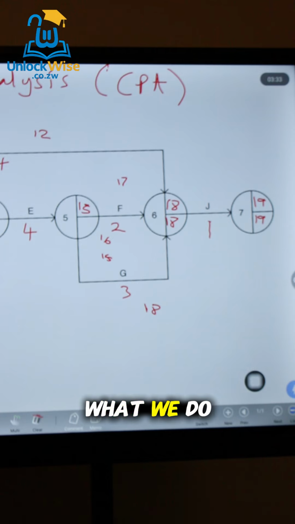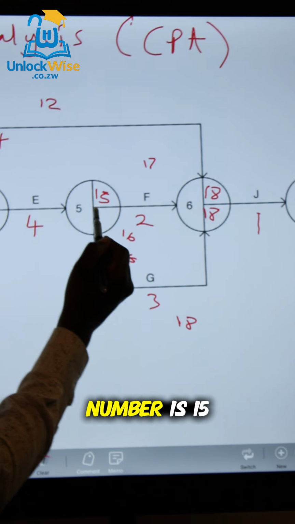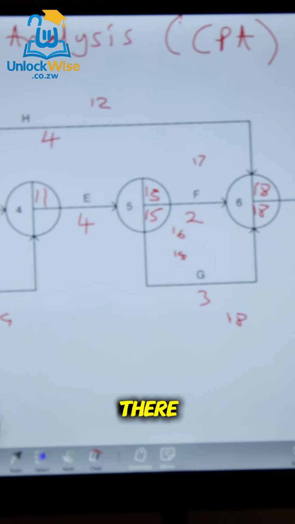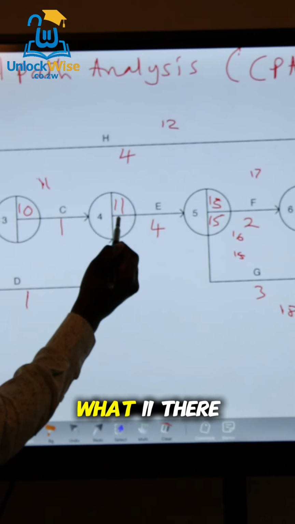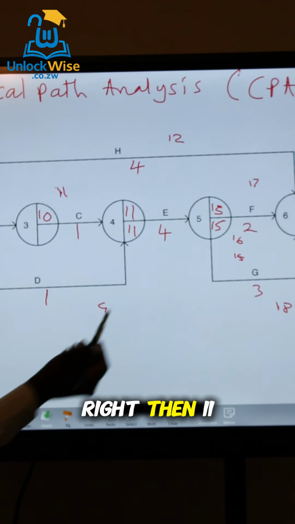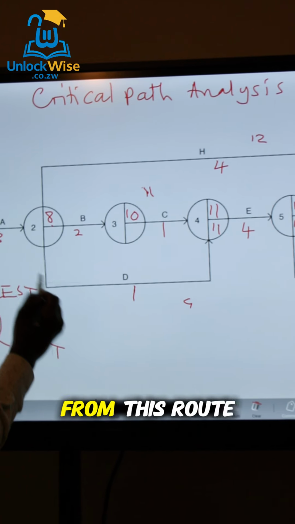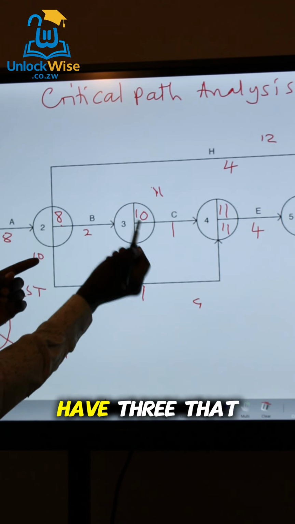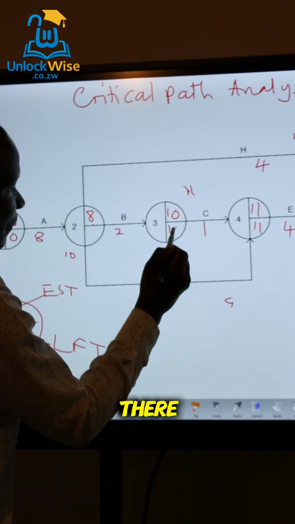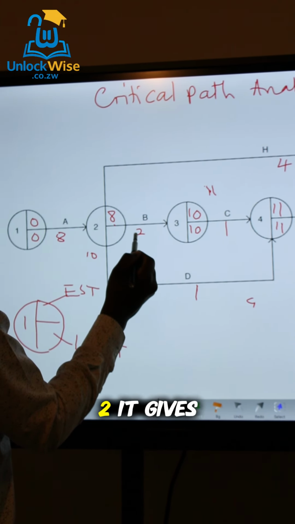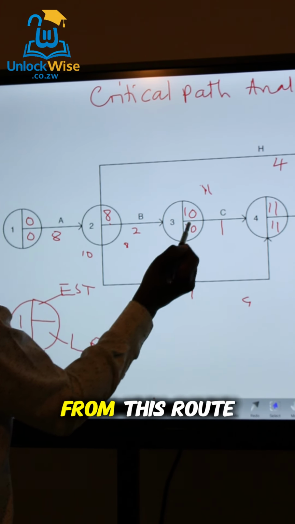15. So what we do now is here we write the smaller number when we're doing the LFT. So the smaller number is 15. So we're writing 15 there. And then we're coming again and saying 15 minus 4, it gives us what? 11 there, right? Then 11 minus 1, it gives us 10. So from this root we have 10, because remember we have three coming in now. 10 minus 2, it gives us what? 8. So we also have an 8 there from this root.